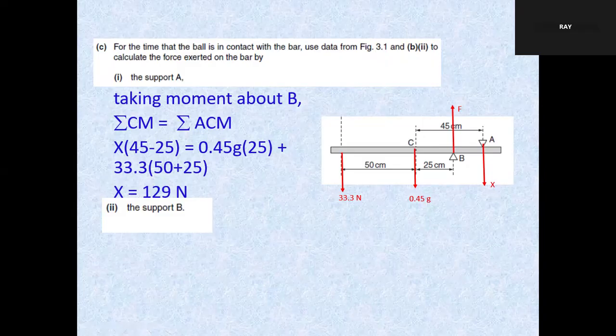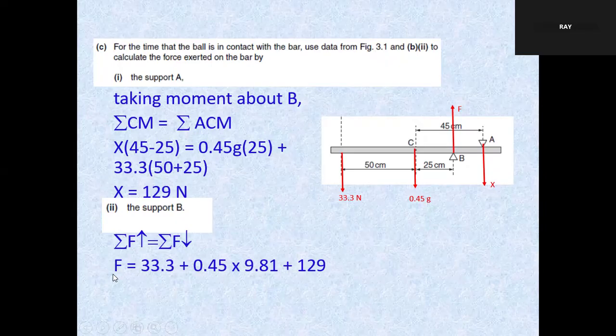Right? So we are using the condition for equilibrium: no resultant moment, and no resultant force. Right? All the forces upward equal all the forces downward. So F is the sum of all these forces. Okay.